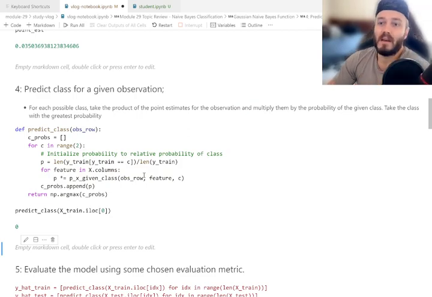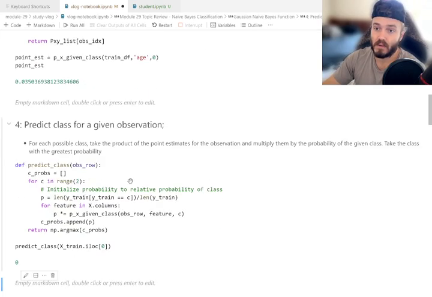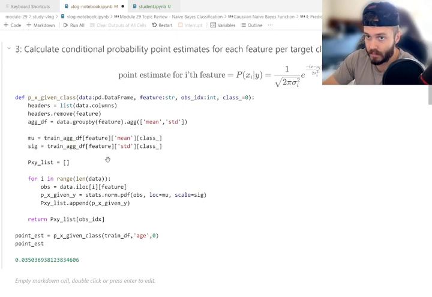So now that you have your point estimates, you want to predict the class for a given observation using your point estimation function.